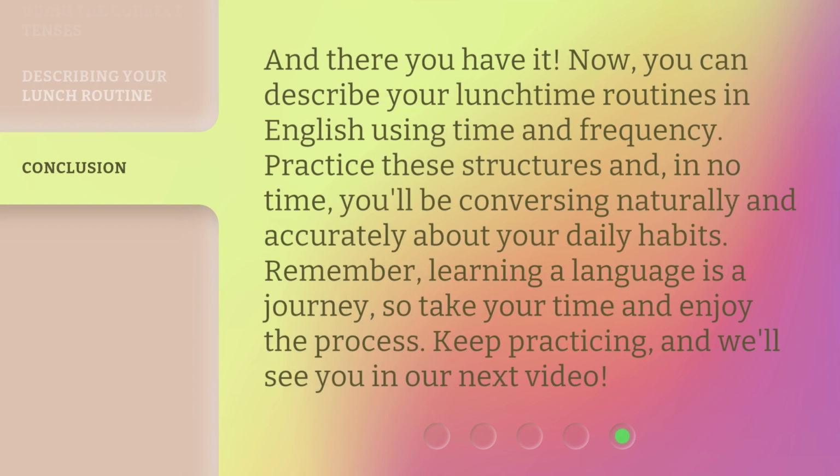And there you have it. Now, you can describe your lunchtime routines in English using time and frequency. Practice these structures and, in no time, you'll be conversing naturally and accurately about your daily habits. Remember, learning a language is a journey, so take your time and enjoy the process.